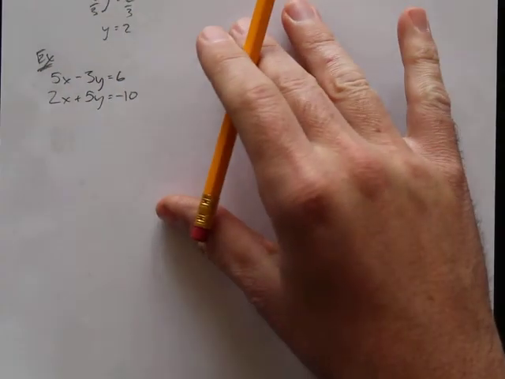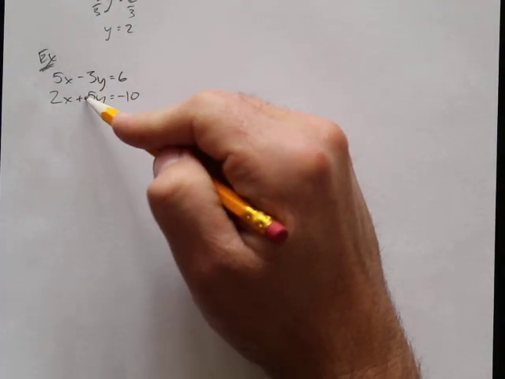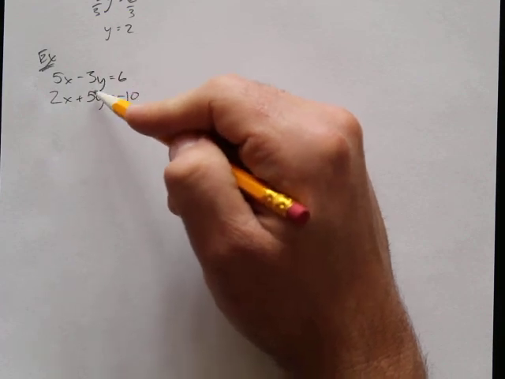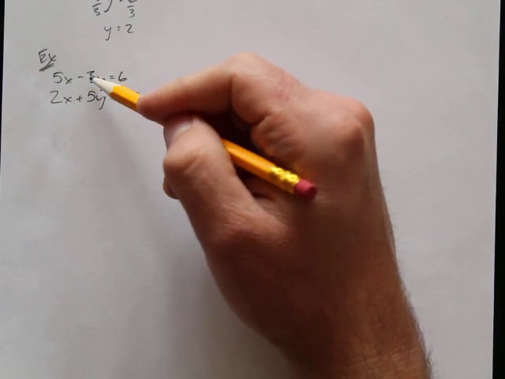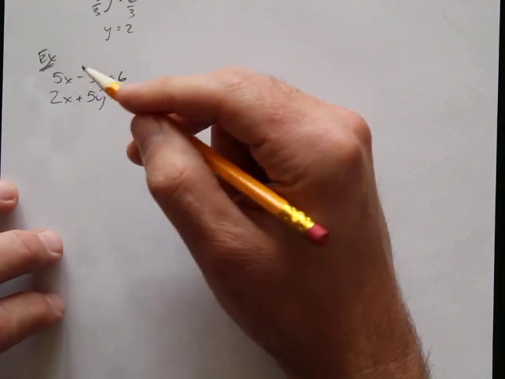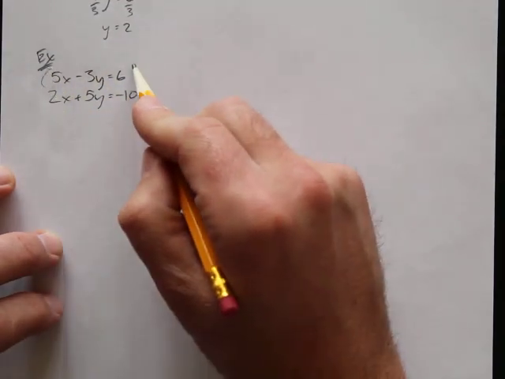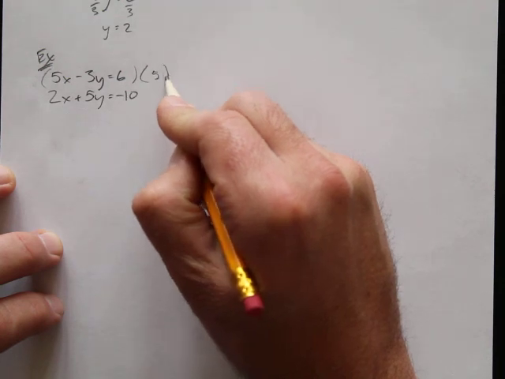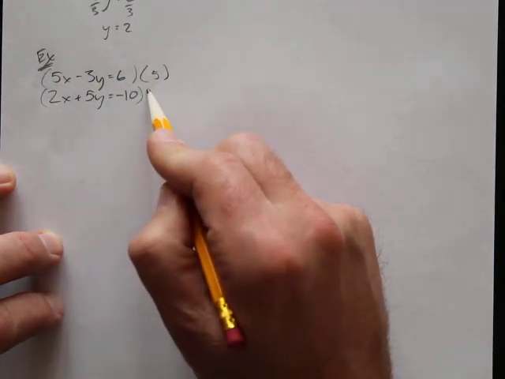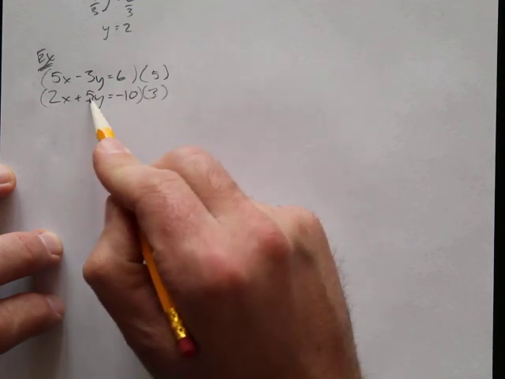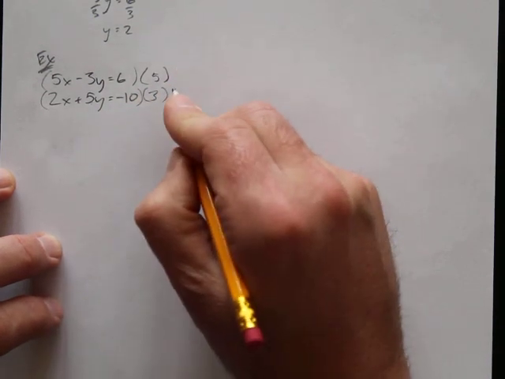Now look at this one's kind of cool because I've got a negative and a positive. So I'm going to focus on these y's because then I can just multiply. I don't have to multiply by a negative because I already have a negative here. So I'm going to multiply this top one by 5 in order to get this to be negative 15. I'm going to multiply the bottom one by positive 3 in order for this to be positive 15.